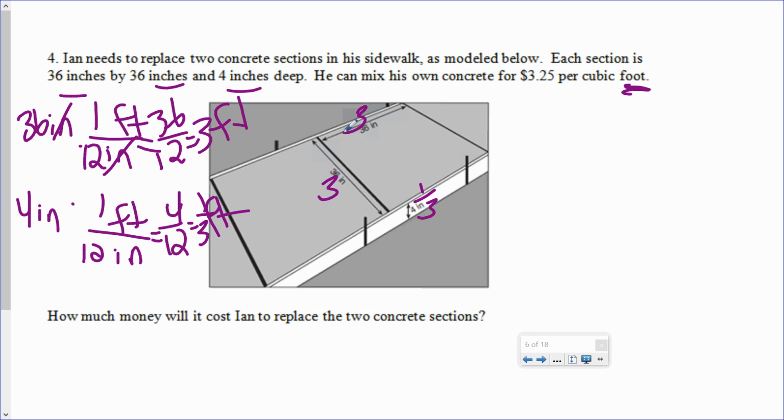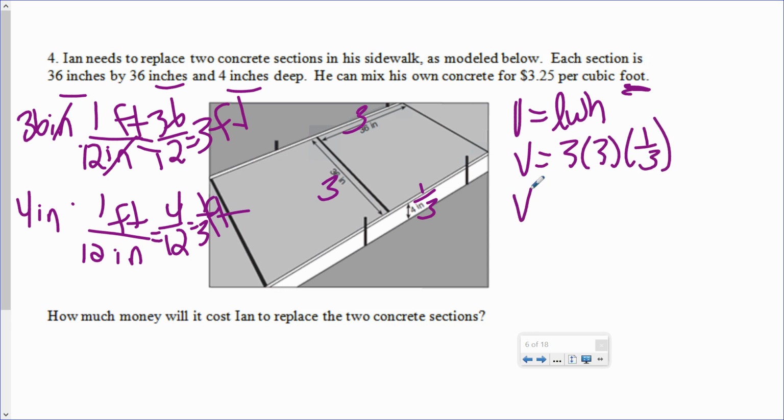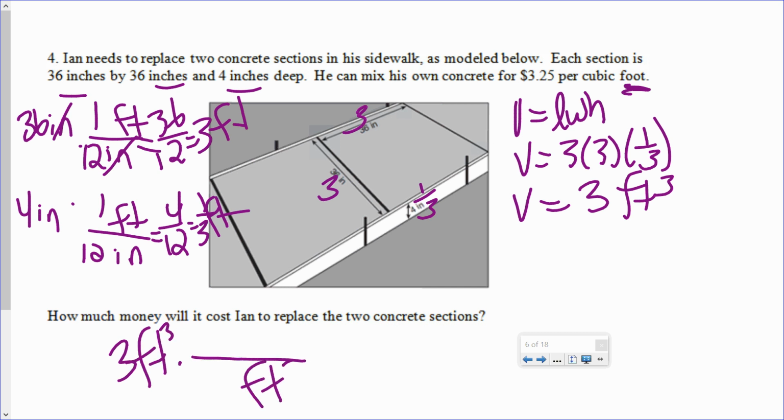So this is a rectangular prism. Rectangular prism is length times width times height. 3 times 3 times 1/3. You can use the calculator. I don't need to. That's going to be 3 cubic feet. So now that I have the volume, I begin unit analysis. I'm looking for cubic feet. I see here 325 per cubic foot. So the cubic foot is going directly to money. No mass or anything in this example.